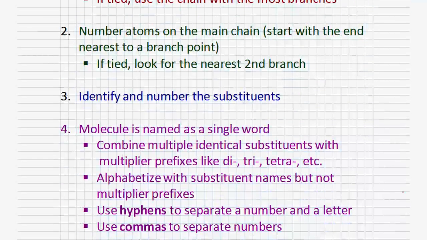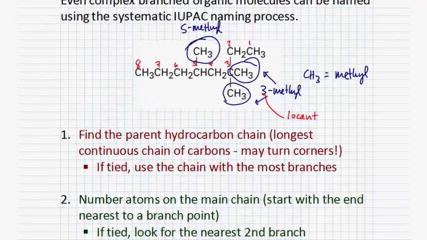We name molecules as a single word. Almost all organic compounds are named as just one word. There are a couple of functional groups we'll talk about later on that have 2-word names, but otherwise everything else is just one word, no spaces. If we have multiple identical substituents, we're going to use multipliers like di, tri, tetra to show that I have 2, 3, 4 methyl groups or so on. So here I have methyl groups. I have 2 of them on carbon 3 and 1 on carbon 5. So I have 3 methyl groups total in the molecule.